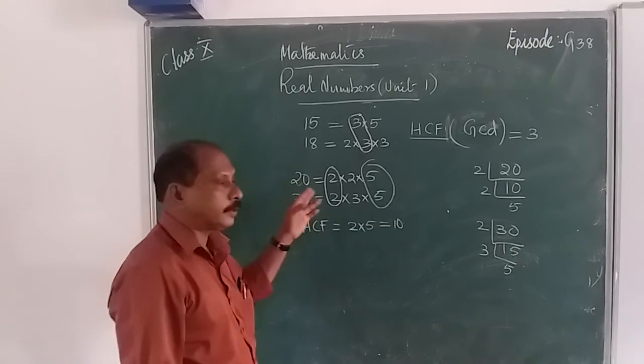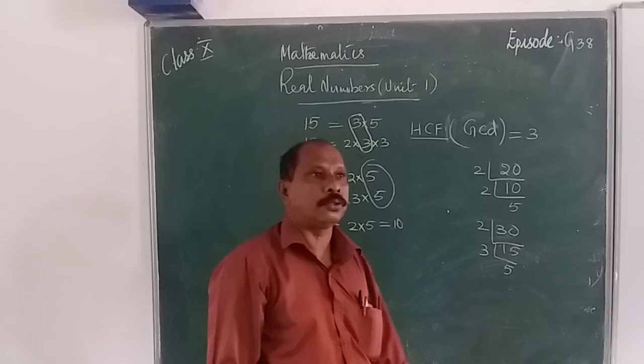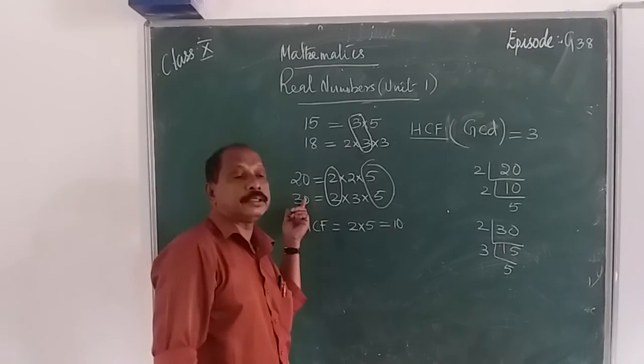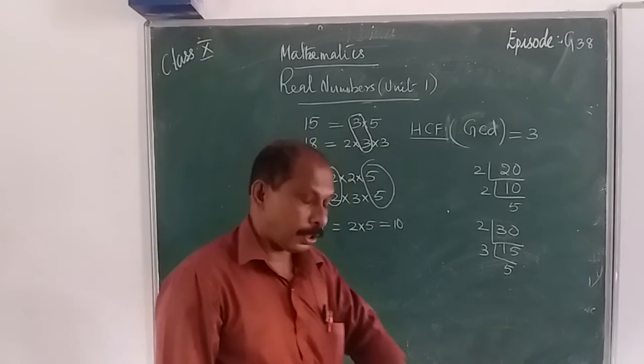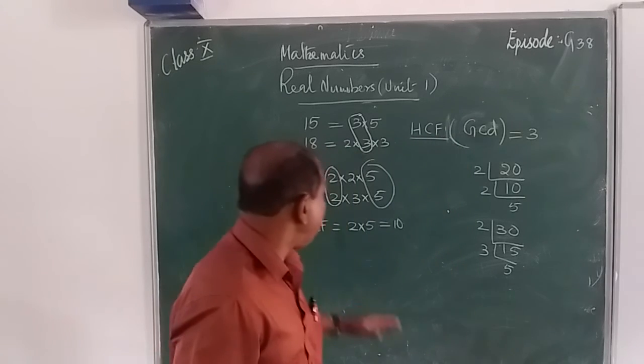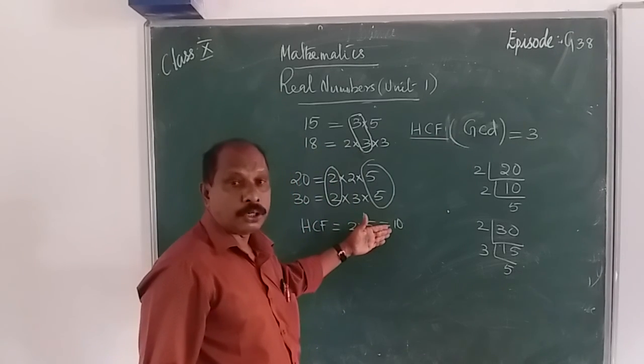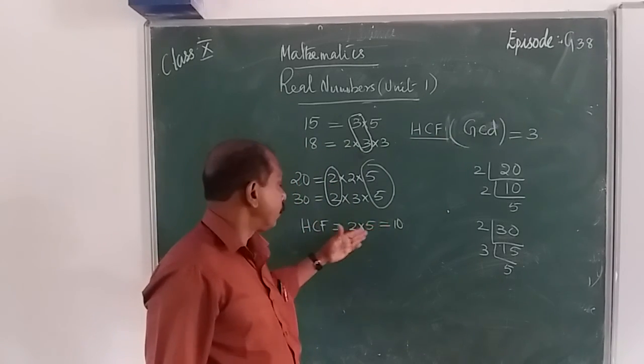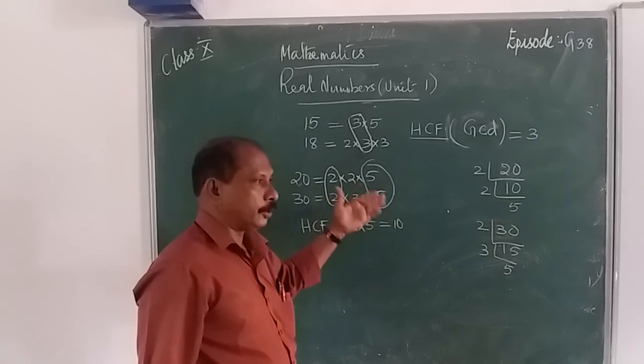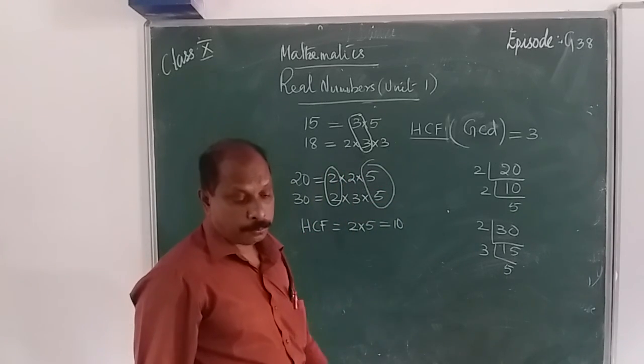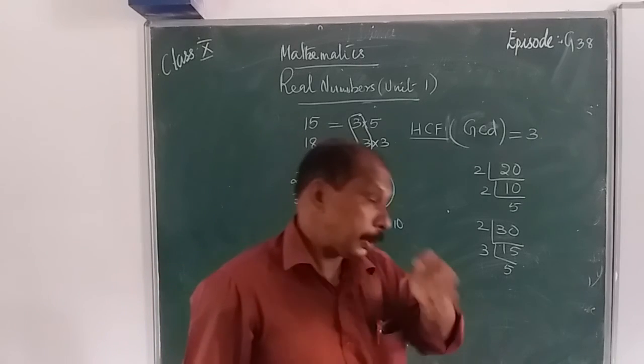Therefore, 10 is the highest number in 20, that is 2 into 10, 20. 10 is the highest number in 30, that is 3 into 10 is 30. Therefore, HCF is equal to what? 10. That is the highest common factor or greatest common divisor of given composite numbers.